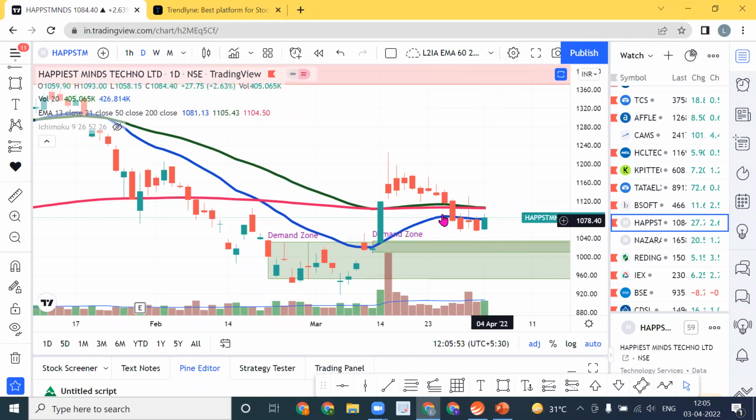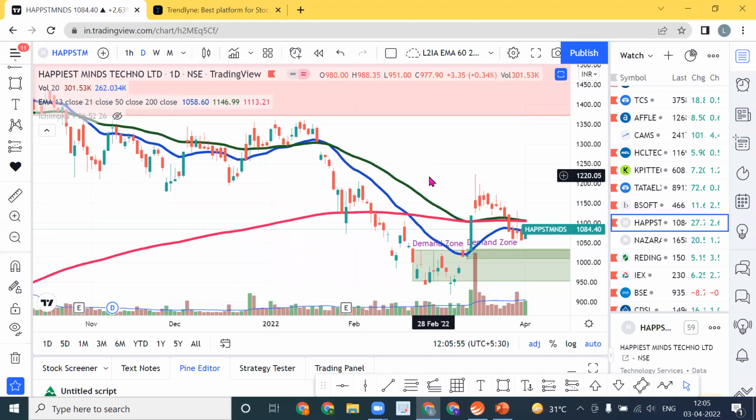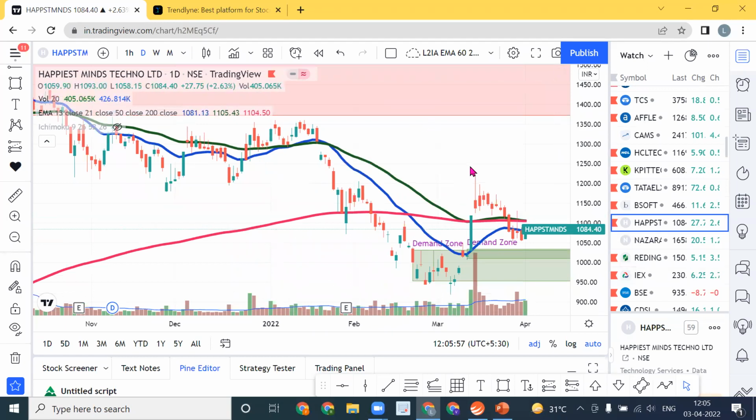So what I can see from here, that Happiest Mind has actually now reached its lowest levels. It will take the support here at this level 1035 and will start moving upwards.